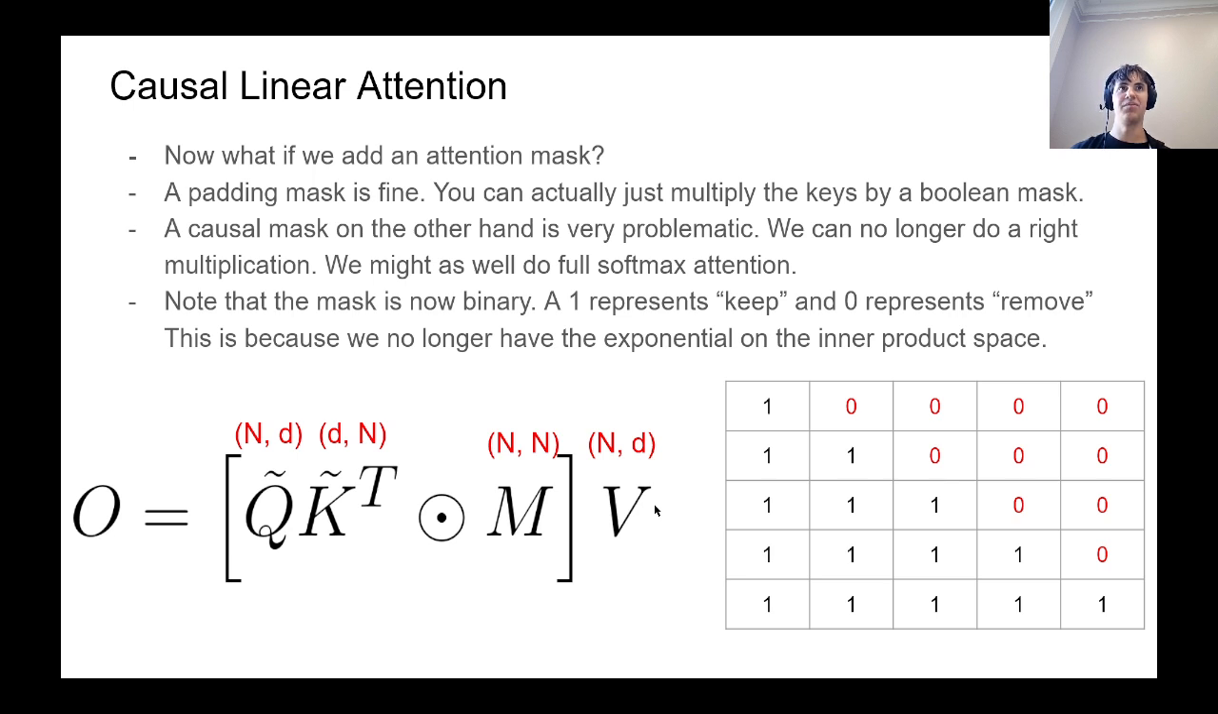And the reason you use this is because you don't have the exponential of the inner product. If you have the exponential of the inner product, you have to use negative infinity, or you do weird things with the denominator and stuff. But if you have something like this, you just multiply it by the mask here. Yeah. So multiplicative mask, that's what we're using here.